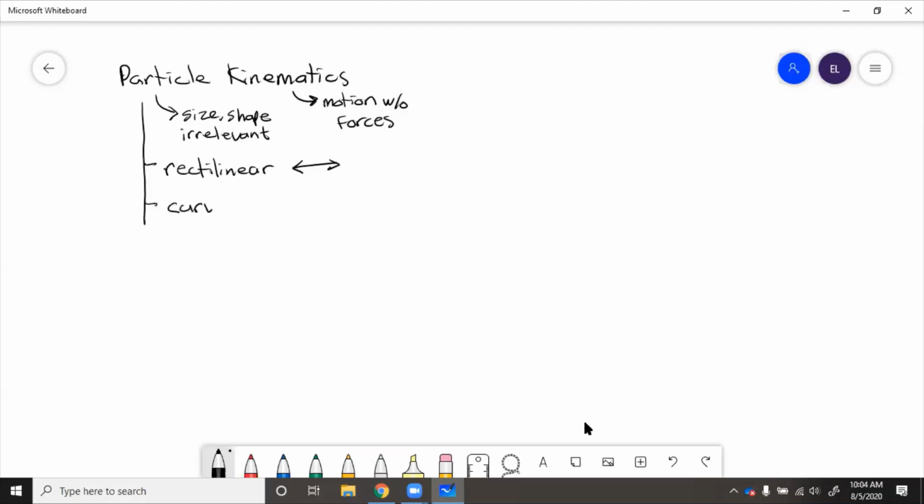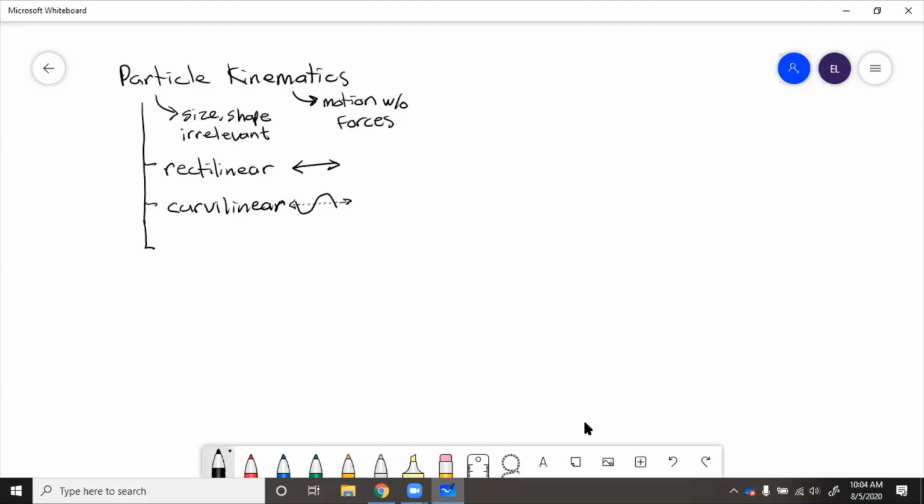Curvilinear is motion that is in 2 dimensions, but there's still no orientation change. So something might move up and down, but its orientation does not change. A subset of curvilinear motion is projectile motion, where an object is flying through space only under the influence of gravity.